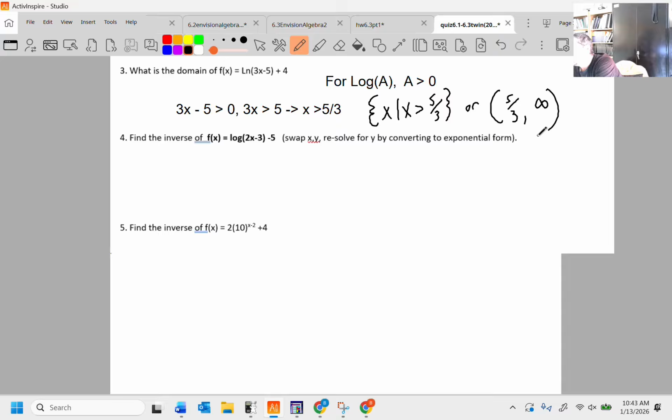All right, find the inverse of f of x equals log, with an understood base of 10 because it wasn't mentioned. And the instructions are right here. Swap x and y, resolve for y by converting to an exponential form. So if you see f of x, you've been told this, you get the f out of it. Everywhere you see a y, remember it is y too, that's why we do it. And everywhere we see an x, we become a y. Now we're going to do the easy moves. The easy move is to add 5 to both sides. X plus 5 is a logarithm of base 10 whose argument is 2y minus 3.